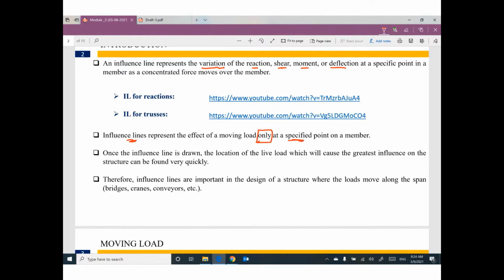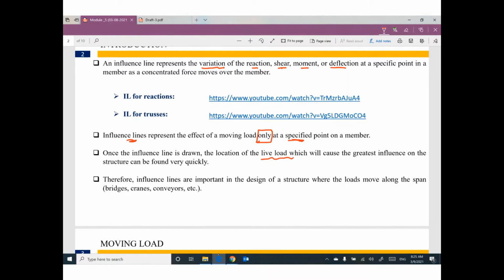point. Anyway, once the influence line is drawn, believe me, we can determine what is the worst case of the moving truck. Therefore, influence lines are very important in the design of structures. Which structure? Your building, your house, your apartment, our university campus.